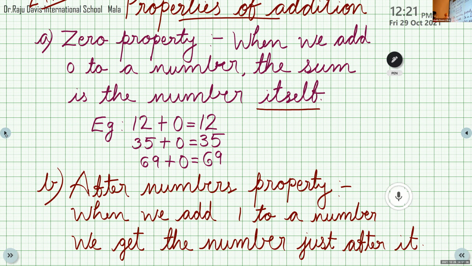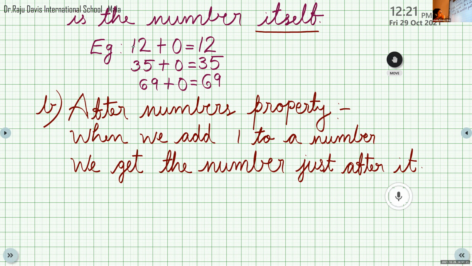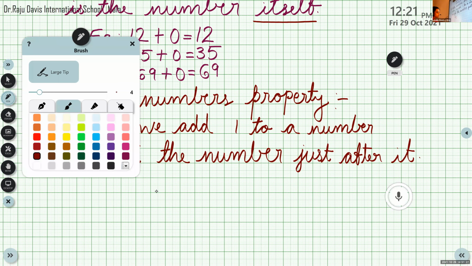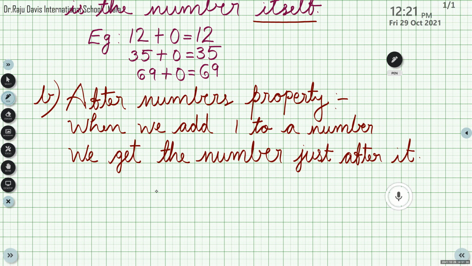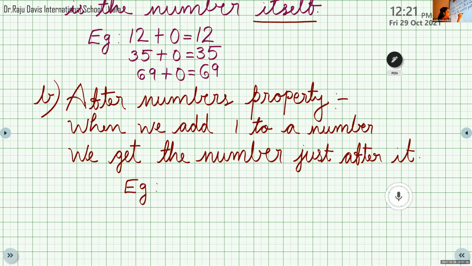Okay, now I'm going to write the example. So please write it. After this, you have to write the examples. Ma'am, can you write our imagination? Yes, yes. All of you write one example of your own. Here I will write some examples. That also you have to write. First example is 14 plus 1 is equal to 15. Next we can write 30 plus 1 is equal to 31.